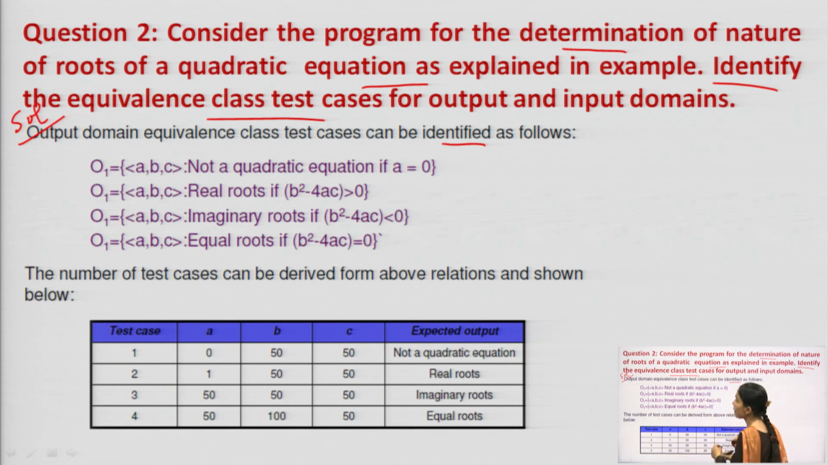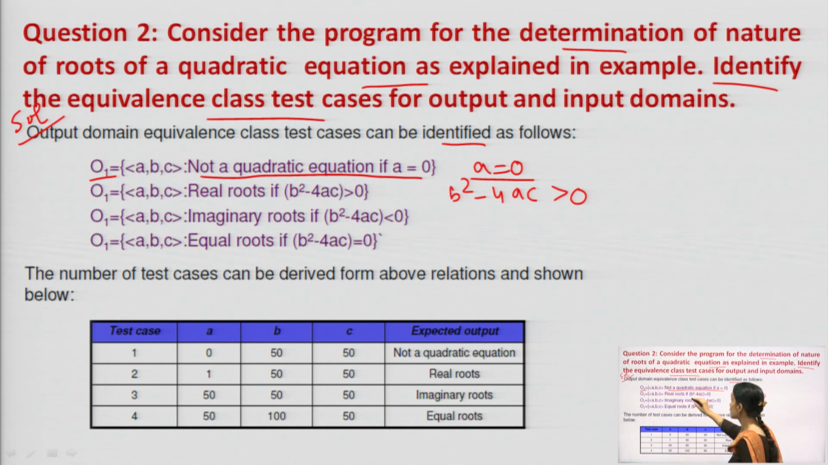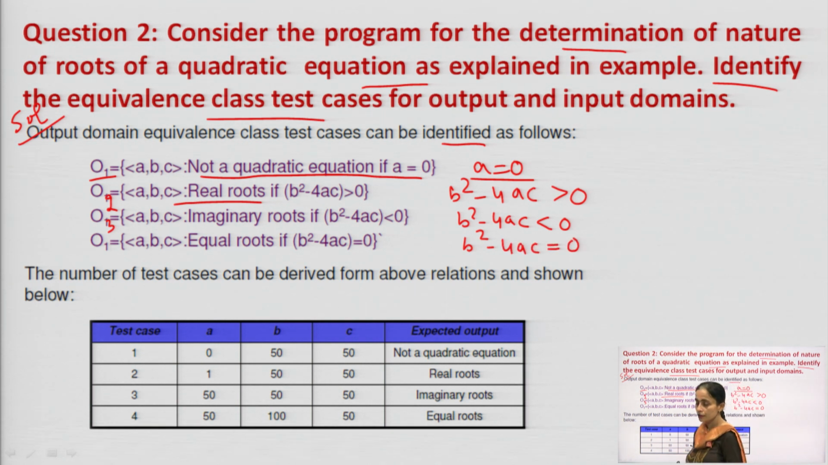The first output is not a quadratic equation, if A is 0. There are four possibilities: first, A is 0. The second possibility is B square minus 4AC greater than 0, that is, real roots. The third possibility is B square minus 4AC less than 0, imaginary roots. The next output is B square minus 4AC equal to 0, that is, equal roots. So, the test cases derived from these relations are: not a quadratic equation, real roots, imaginary roots and equal roots. So, four test cases are derived.